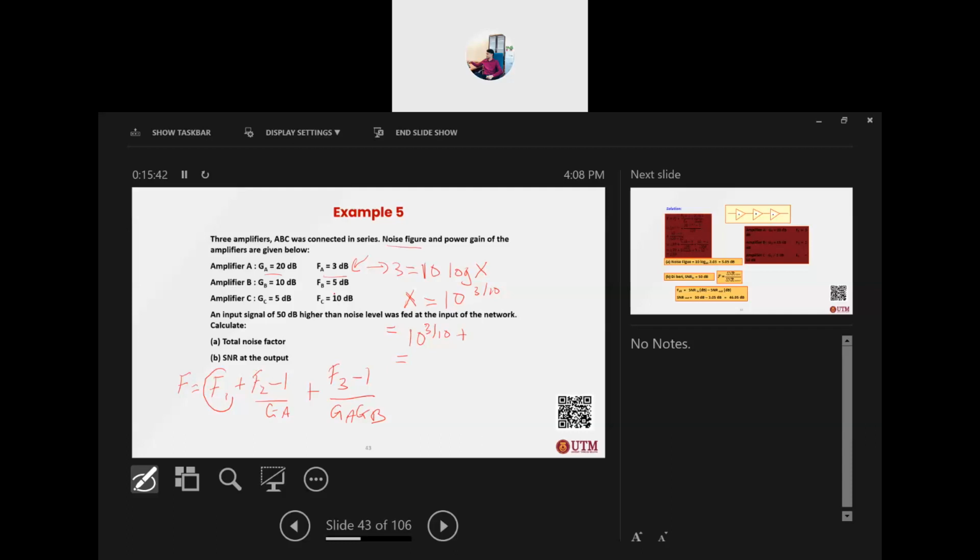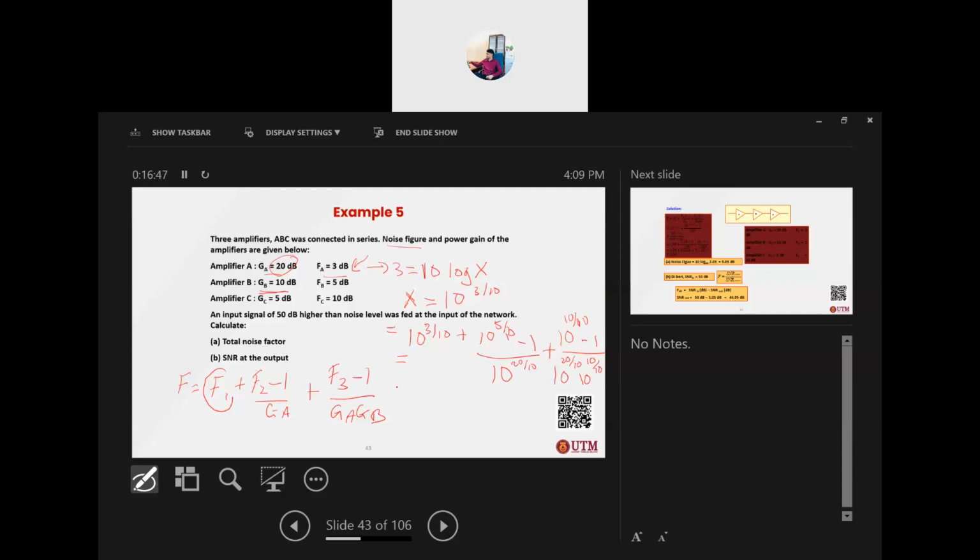And then F2 is this one, 10 to the power of 5 over 10, minus 1, over the gain of A. Gain also we need to convert to linear, which is 10 to the power of 20 over 10. That's why we will have 2. And then plus this one, which is F3, 10 to the power of 10 over 10, minus 1, and then it is divided by GA GB. So 10 to the power of 20 over 10 times 10 to the power of 10 over 10.